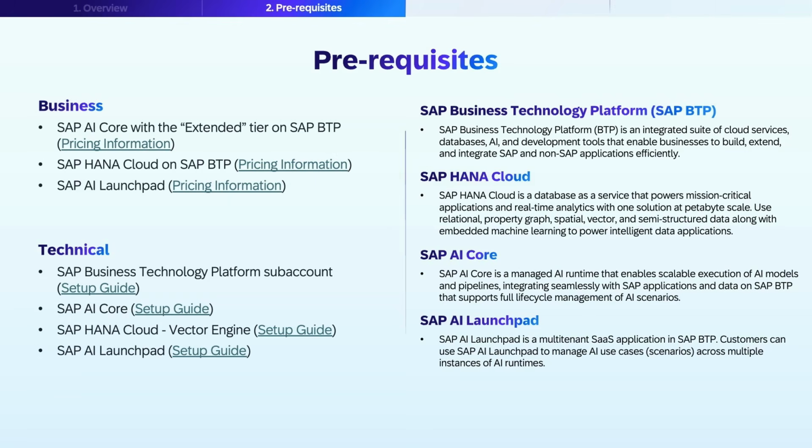SAP AI Core is a managed AI runtime that enables scalable execution of AI models and pipelines, integrating seamlessly with SAP applications and data on SAP BTP. It supports full lifecycle management of your AI scenarios. SAP AI Launchpad is a multi-tenant software-as-a-service application which helps customers to manage their AI use cases and associated lifecycle across multiple different AI runtimes. By setting up these prerequisites, you'll establish a strong foundation for implementing AI projects efficiently and at scale.